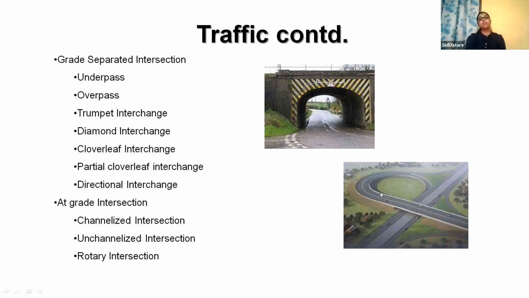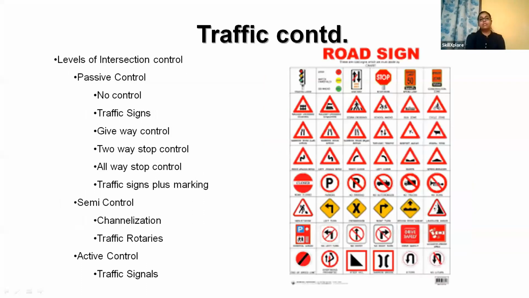Next important portion is the levels of intersection control. There are three levels of intersection control: passive control, semi-control, and active control. All these three will be addressed one by one. Passive control includes no control, traffic signs, give way control, two-way stop control, all-way stop control, and traffic signs plus marking. Next is semi-control. As we have already discussed, it includes channelization and traffic rotaries.